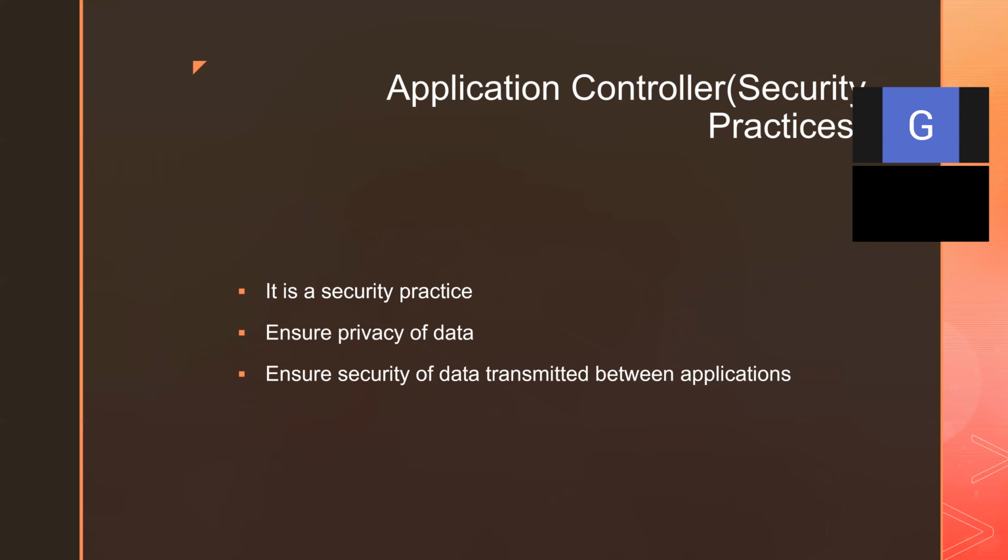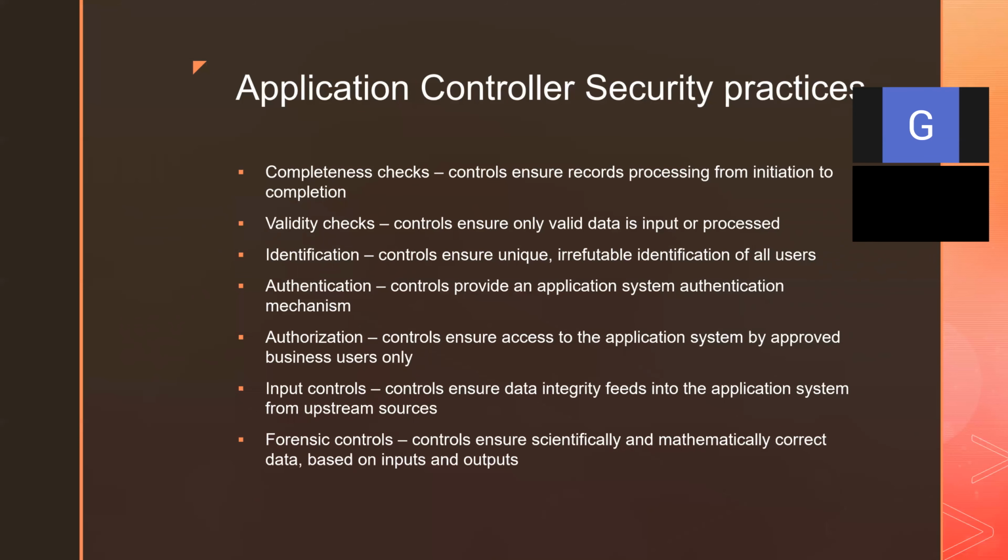It's about ensuring the privacy of data and ensuring the security of that data between the applications that you're going to be working with. So the application controller is going to have things like completeness checks, controls to ensure records processing from initiation to completion. It's going to have validation checks, making sure that only valid data is provided when you give certain input or processes. So it's not giving you bad data, it's only good data and only what you're asking for.